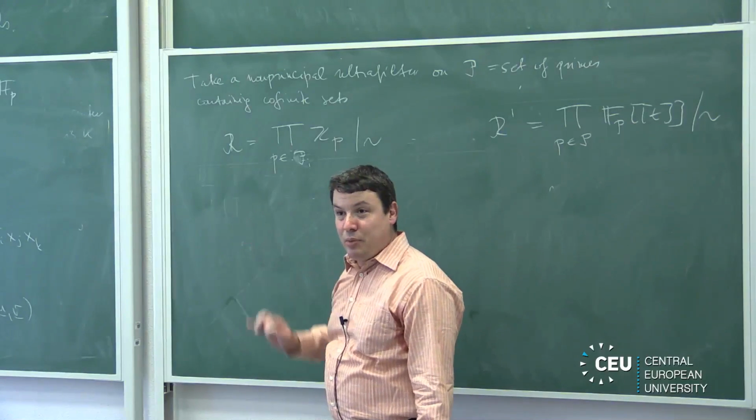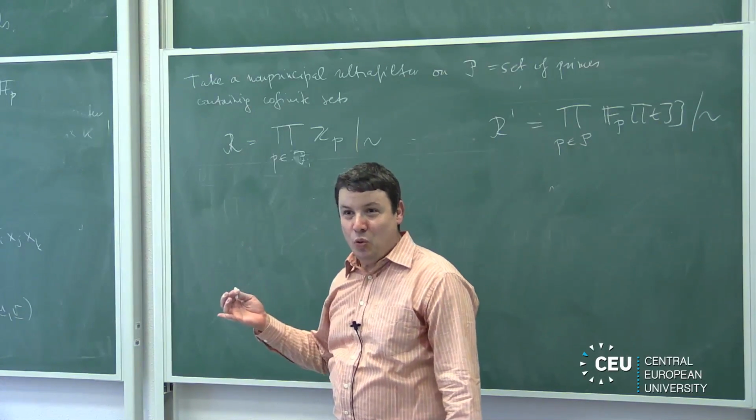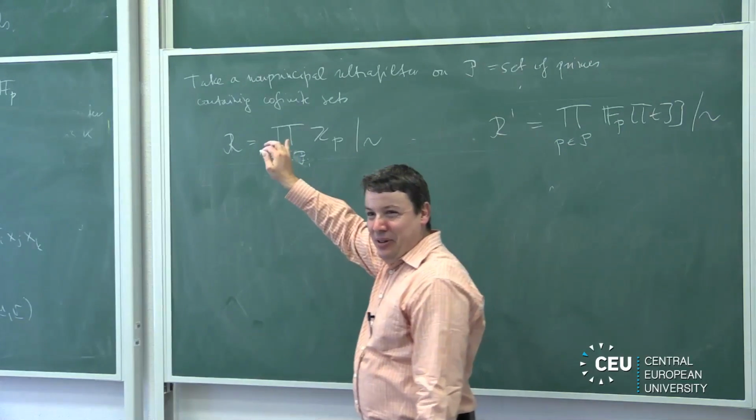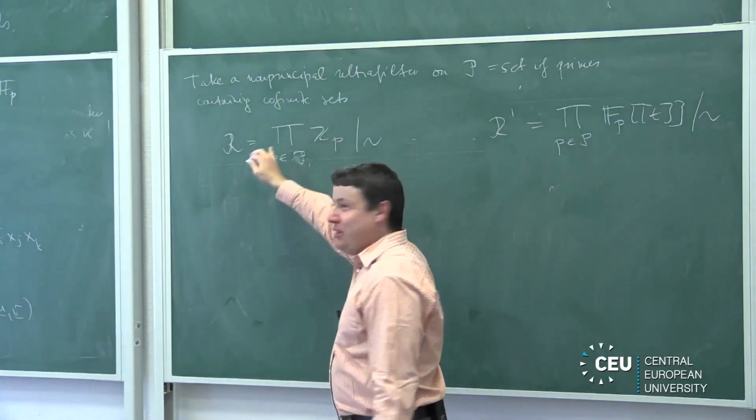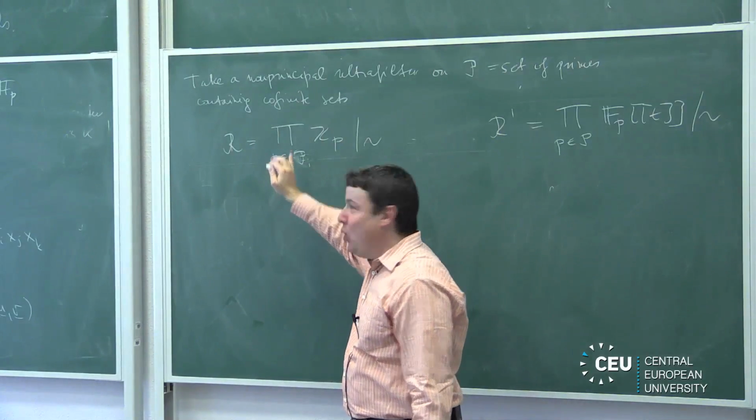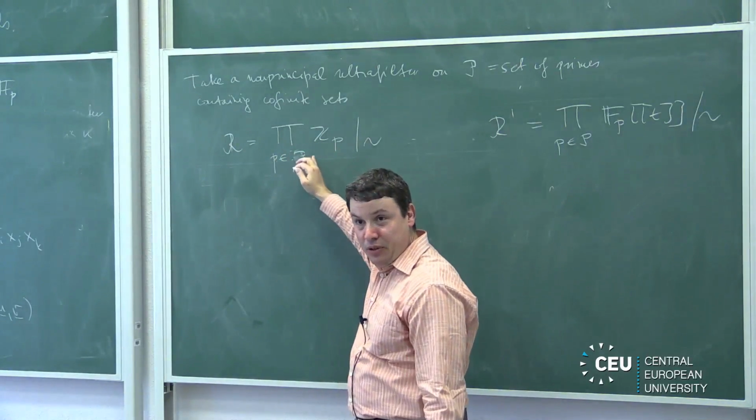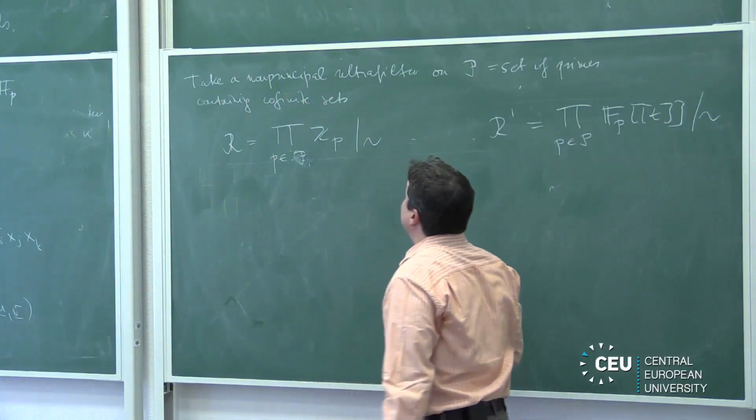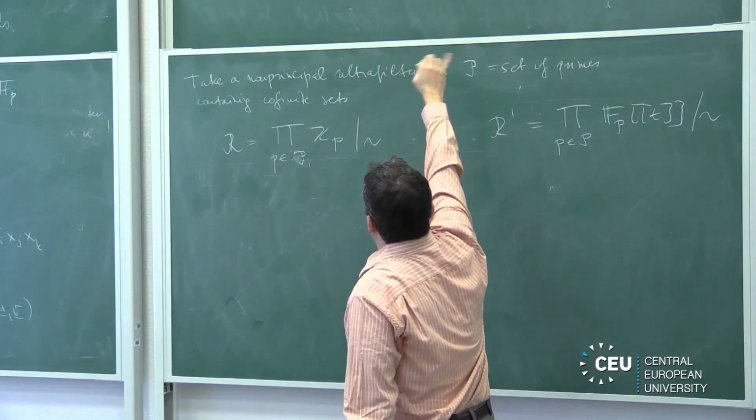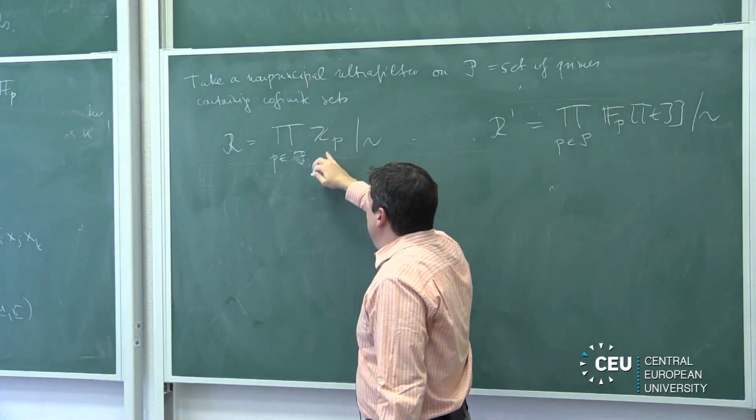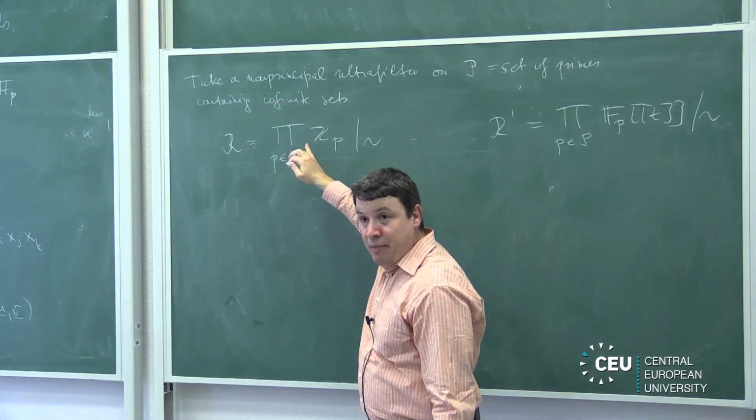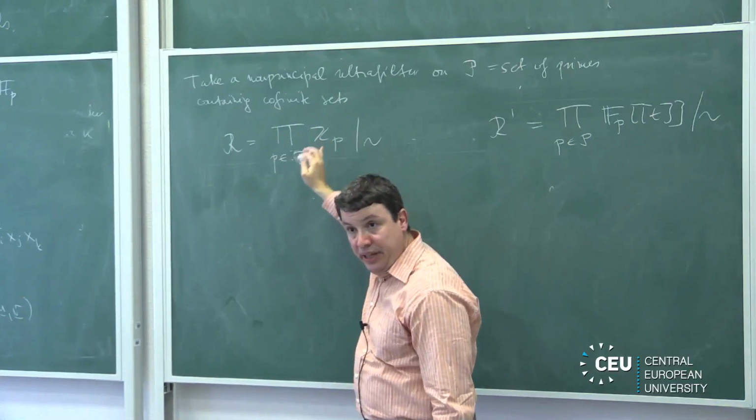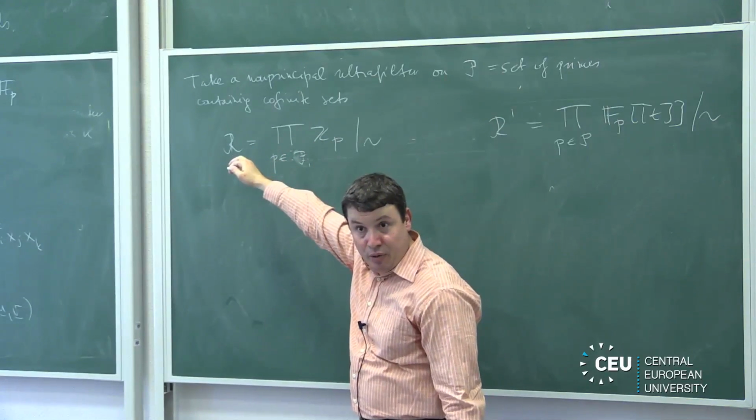Now for ultraproducts, there is a basic lemma due to Łoś, which says that a first order statement is true in the ultraproduct if and only if it is true in almost every component. So this means that if a polynomial has a zero in Zp for almost all p, if and only if it has a zero in the ultraproduct.